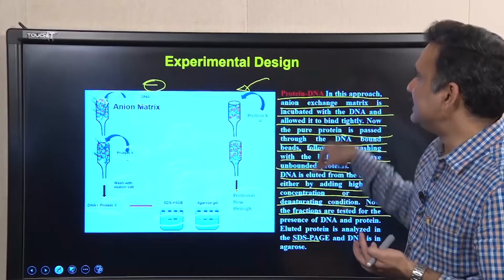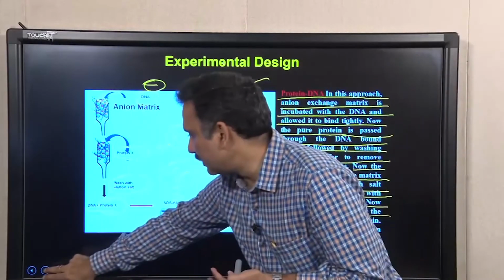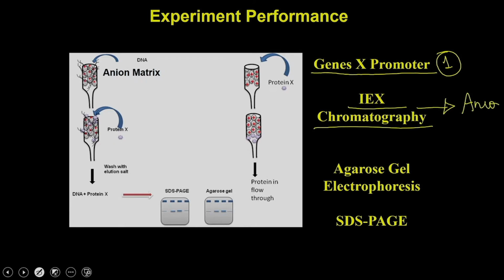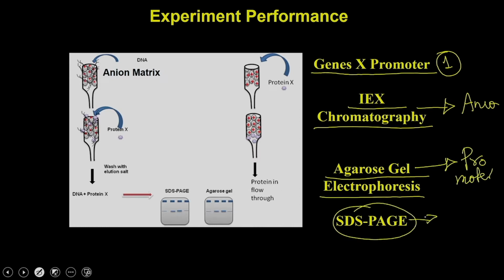So, to execute this experiment, you need to perform 4 things. What do you have to do? First, you have to clone the promoter of that gene X. Then you have to do the ion exchange chromatography. Then you have to do the agarose gel electrophoresis to see the pattern of the promoter DNA, and you also have to do the SDS-PAGE to see the pattern of the transcription factors.